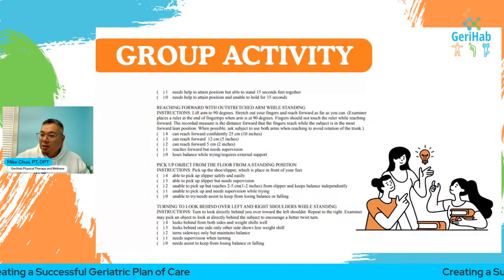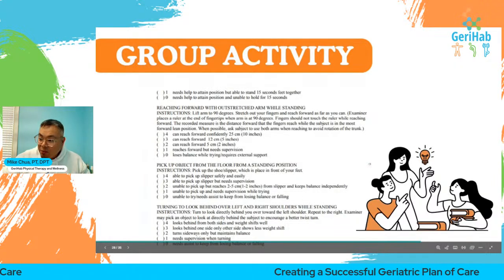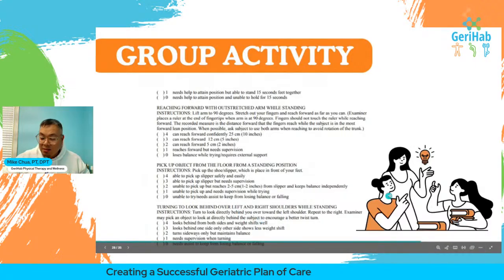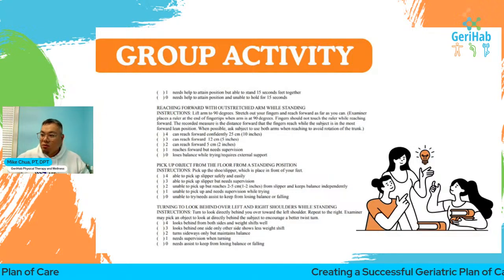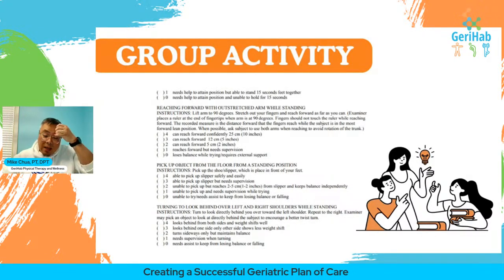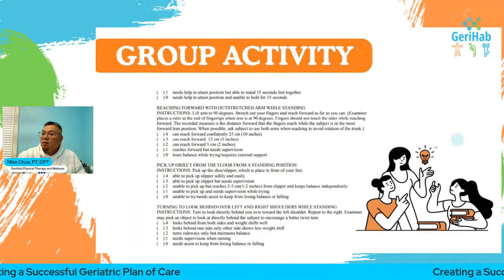All right. Next is turning to look behind over the left and right shoulder. Remember, it's very important that you check your cervical range of motion. How can they do this? In this test, if their cervical, thoracic and lumbar range of motion is limited, they're going to lose balance. They're going to fail on this test, right? So check that too.